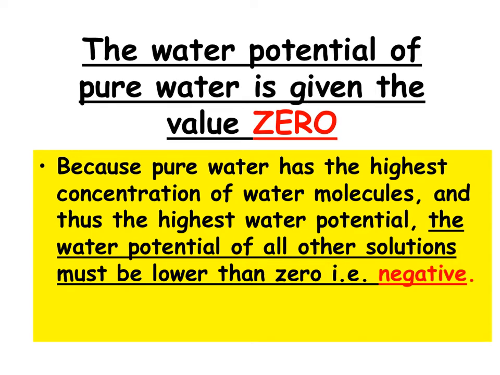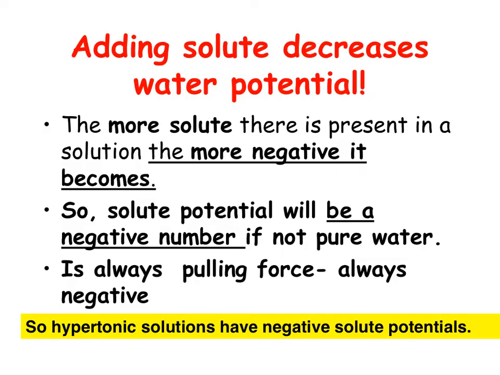Okay, which means that every other kind of solution has some solute in it, even if it's not a whole lot, it's still there, it still exists. So it means that every other kind of solution has to be lower than 0. So every other solution has a solute potential that is negative. So adding solute is going to decrease your water potential. It's going to decrease the likelihood or the energy available for water to move. The more solute that you have present in a solution, the more negative that value is going to be, the more negative the solution becomes in terms of the amount of solute.